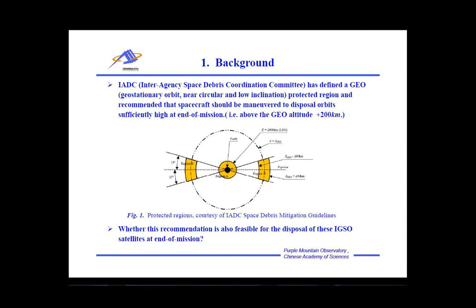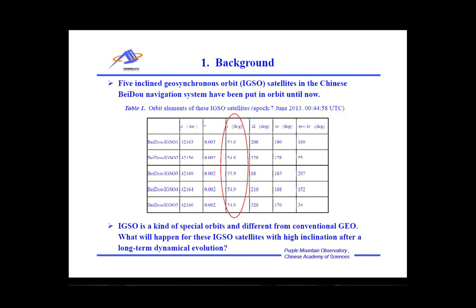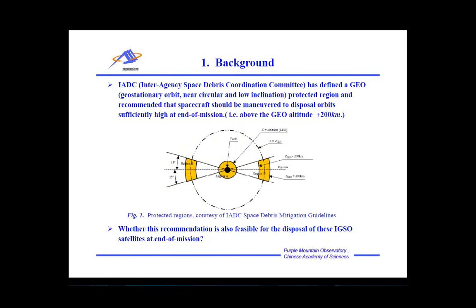Comparison with conventional GEO satellites, they have a very high orbit inclination of around 55 degrees. It seems IGSO is a kind of special orbit, different from a conventional GEO. So what will happen to these IGSO satellites after a long-term dynamic evolution? That's one question we want to answer.